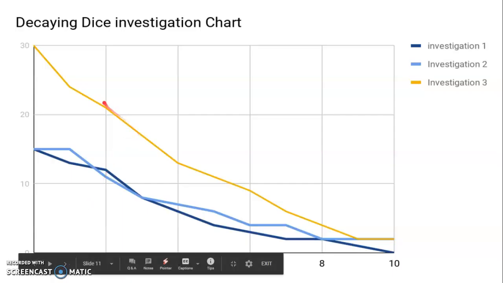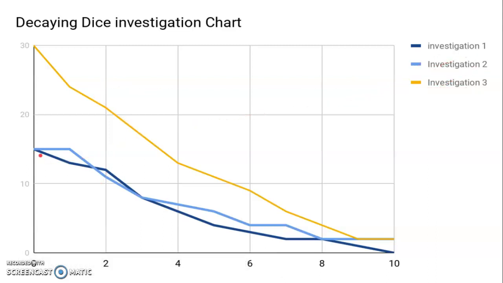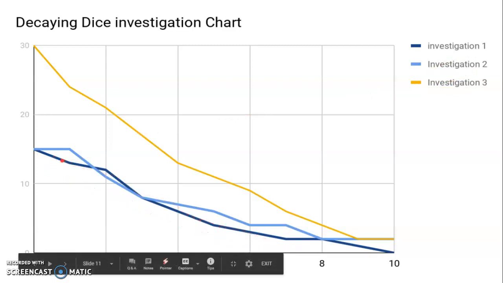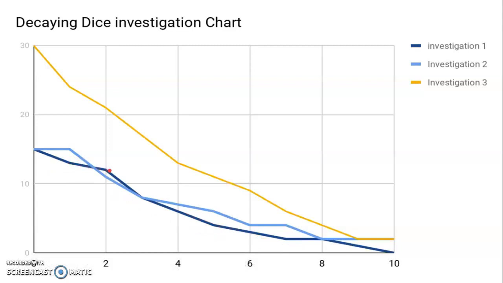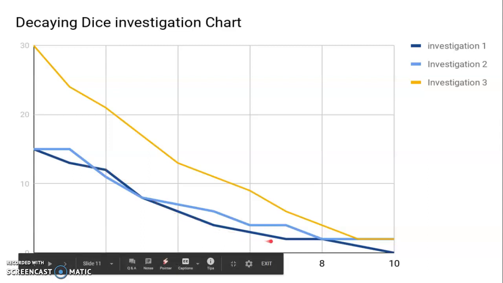And here's a chart of the decaying for investigation 1, 2, and 3. As you can see, for 1, it's more of a downward spiral early on, although it may start leveling out a little bit by the second roll, but it goes down even farther as you go, levels out in roll number 7, and then by roll number 9 it goes down to 0.